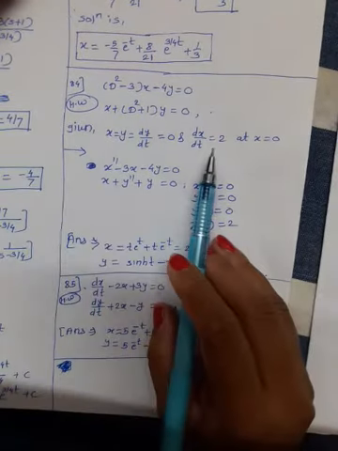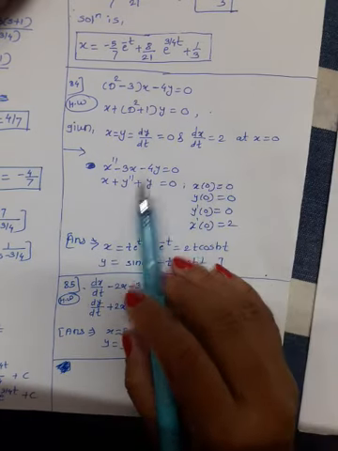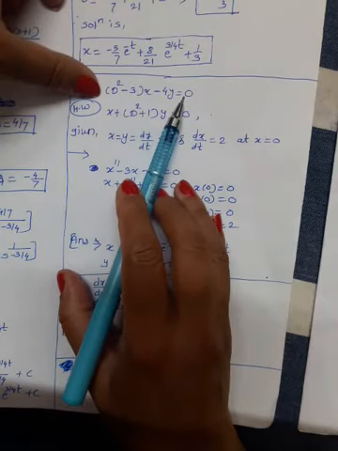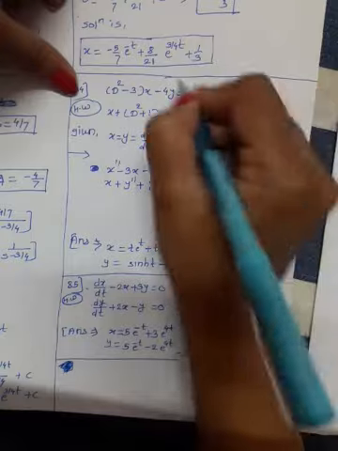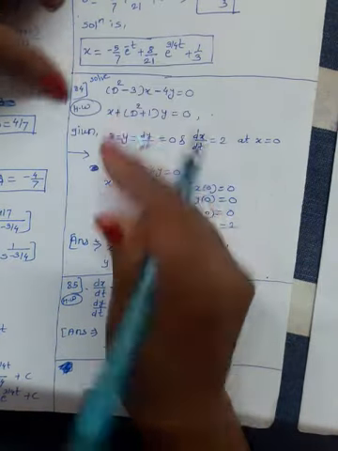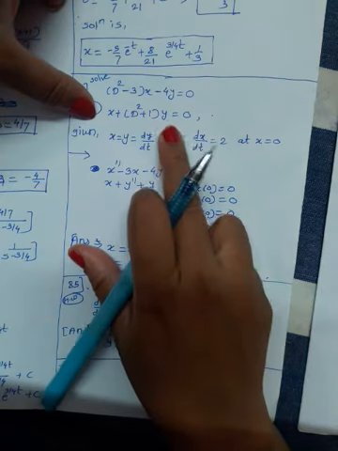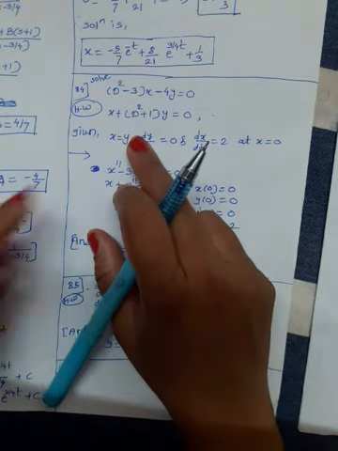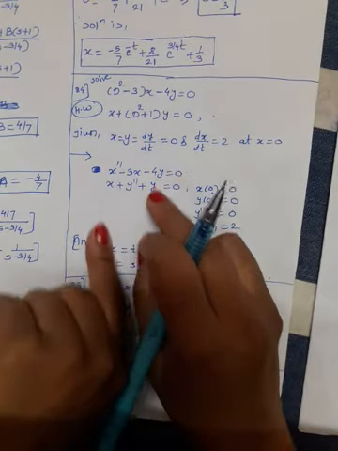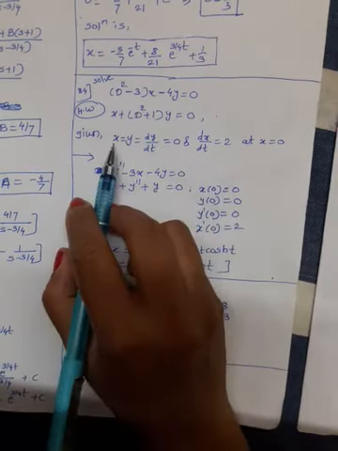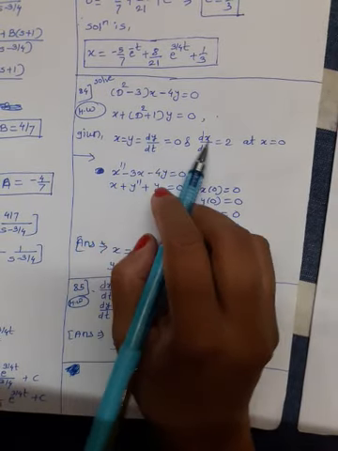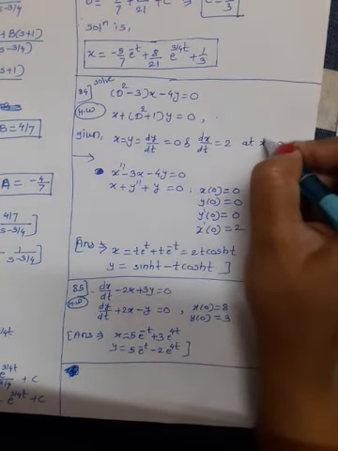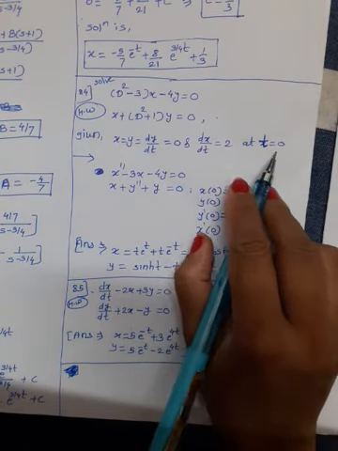Now here is some homework for you. Example 84: D square minus 3 into x minus 4y is equal to 0 and x plus d square plus 1 into y is equal to 0. What do you mean by d square? Double derivative only. D means derivative, d square means double derivative. The given independent conditions are x is equal to y is equal to dy by dt is equal to 0 and dx by dt is equal to 2 at t is equal to 0.